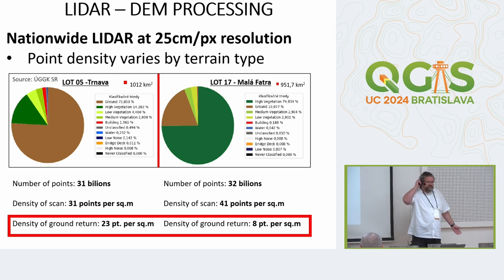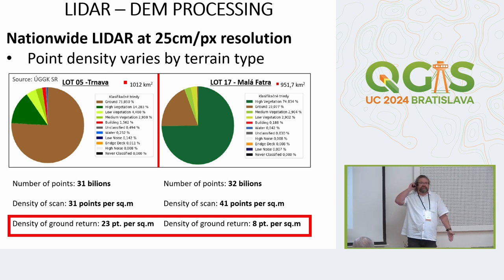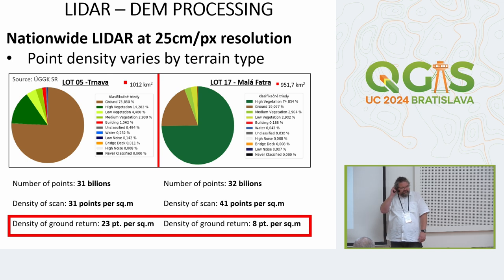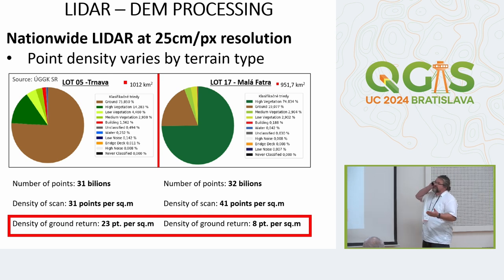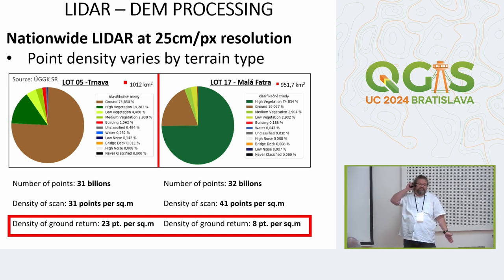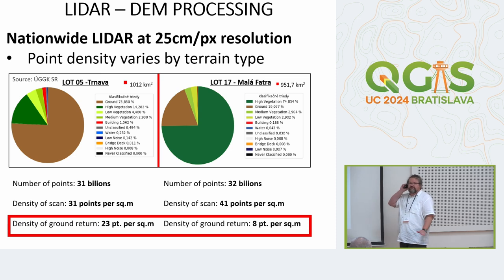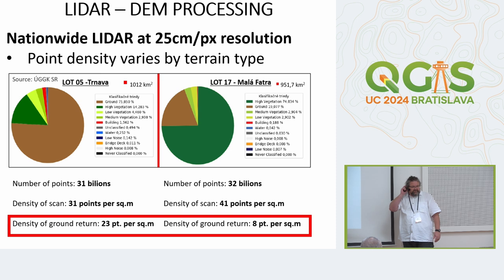But my main work is about digital elevation model processing. Because the density of Slovak LIDAR is pretty nice, I can go to a resolution of 25 centimeters per pixel. So I made this kind of digital elevation model for the whole of Slovakia. For instance, about the methodology, we have really nice density.